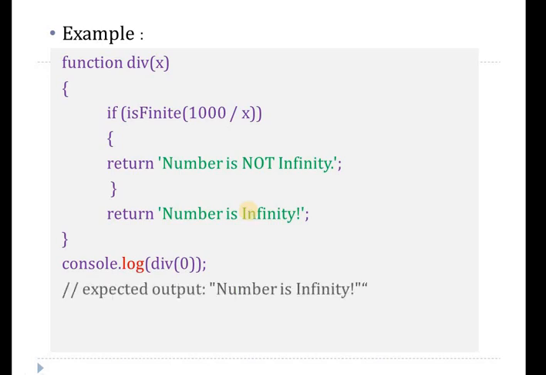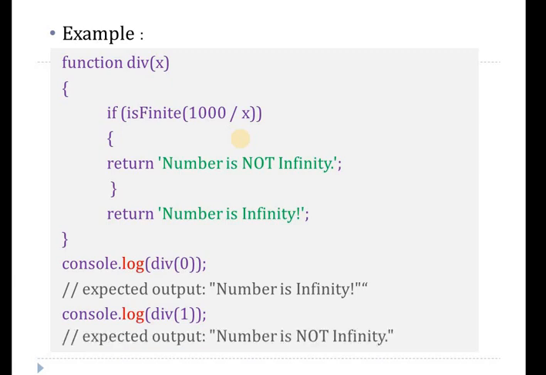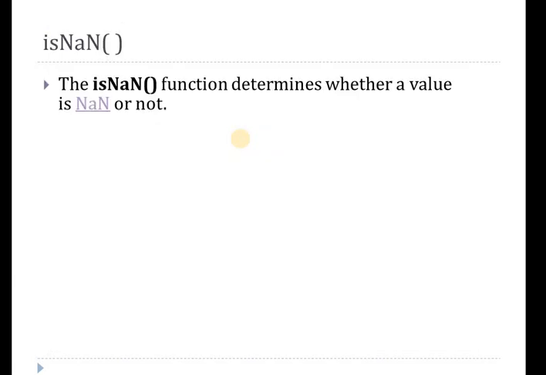But now if you call this function with argument 1, what will happen? 1000 divided by 1, obviously it is a finite state of number, that means this function will return true. So the condition becomes true and this will return number is not infinity. So this is very simple.